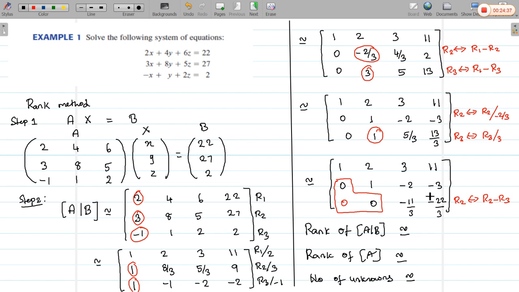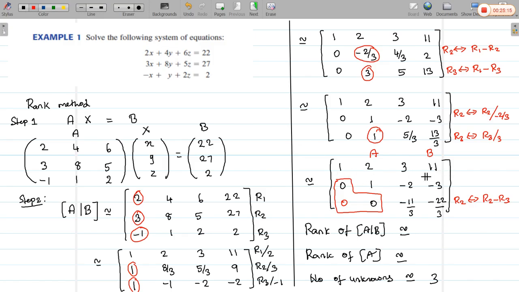Once you stop the row reduction method, immediately you need to write the rank of AB, rank of A, and the number of unknowns. What do you mean by number of unknowns? What do you want to find from this system? X, Y, Z. So how many unknowns are you going to find? 3. Clear? See, if you look here, 1, 2, 3, this is your A and this is your B. Am I right? So this is a combined matrix, the augmented matrix A with B.